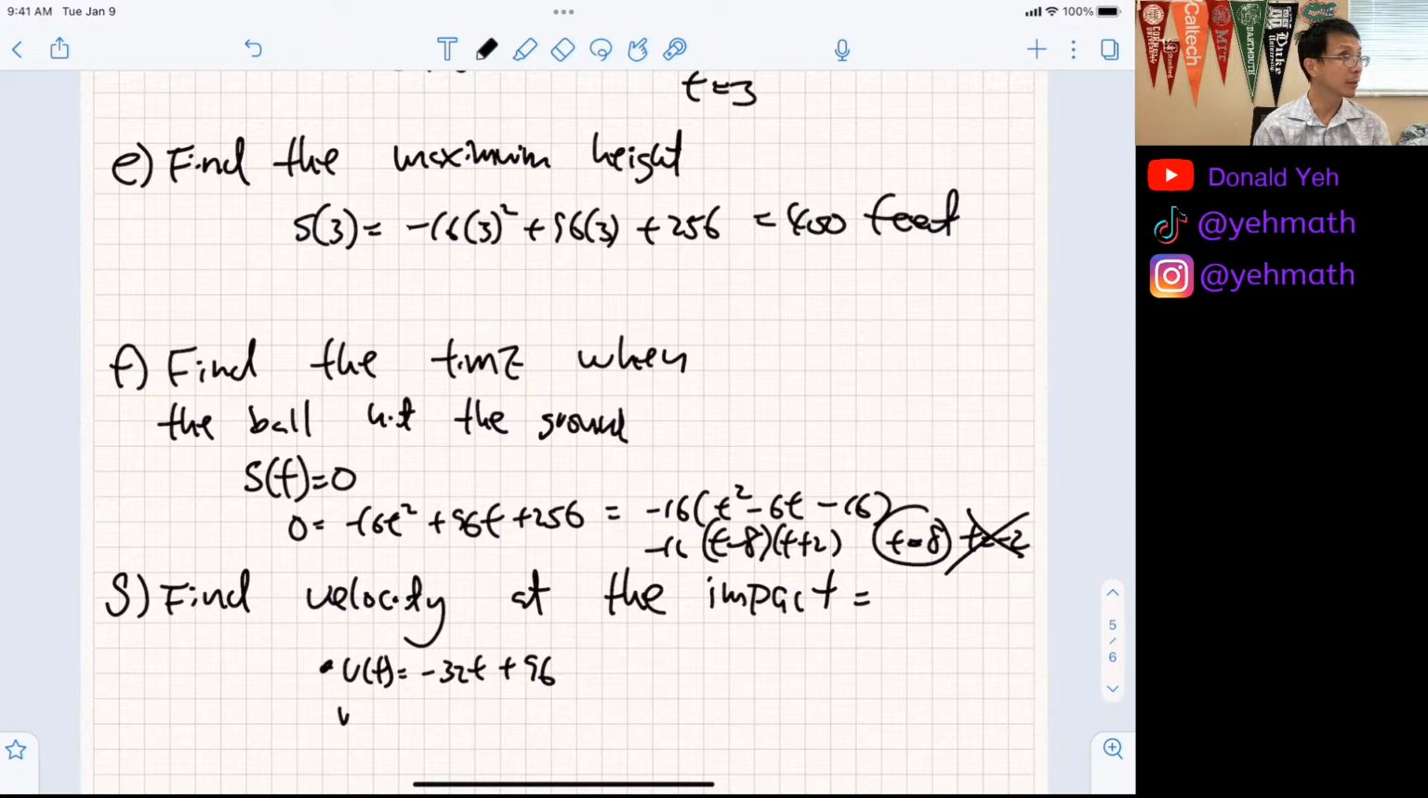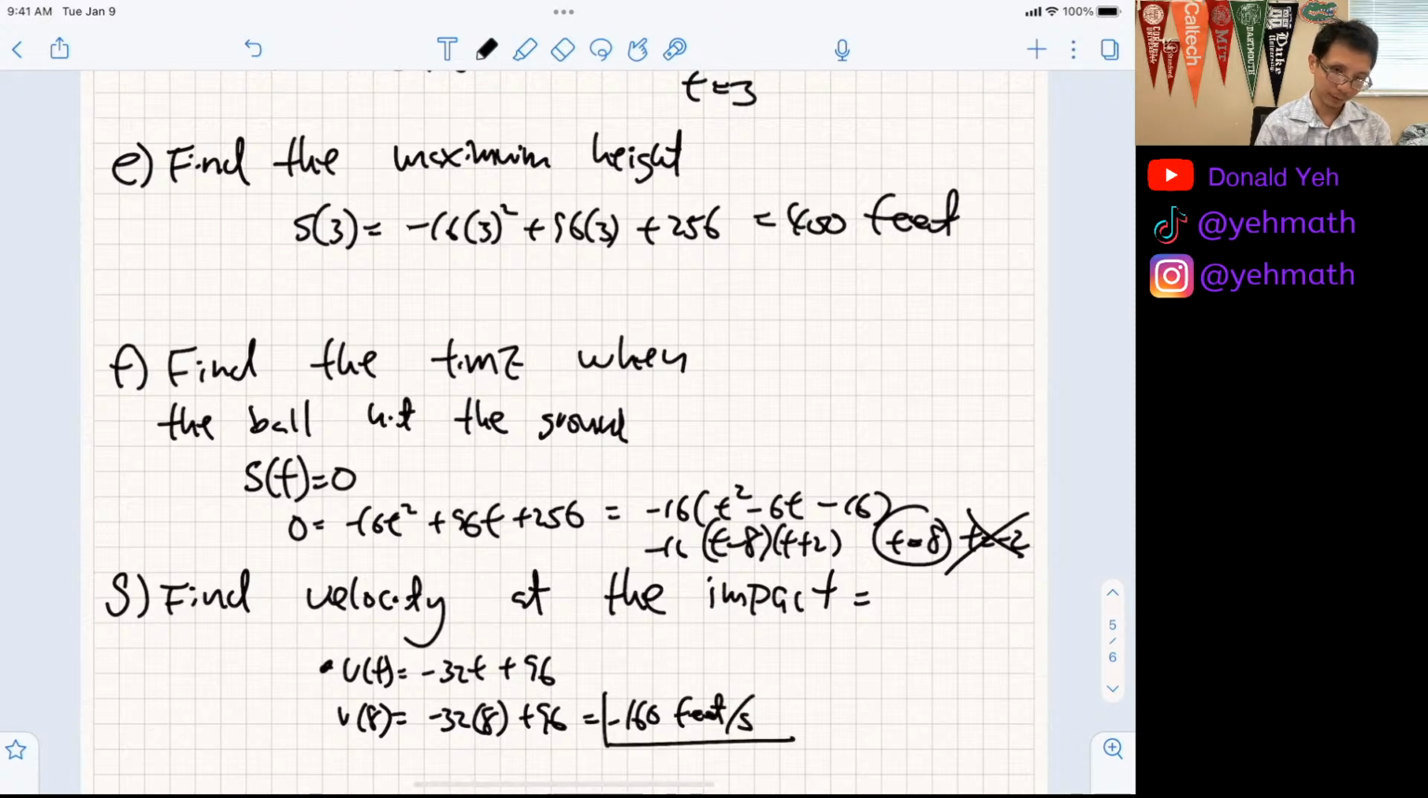Yes. Plug in 8 is good, because you want to know what happened at 8 seconds. What's my instantaneous velocity? This is a little bit different because in this case it's the instantaneous velocity. So that's equal to negative 160, which is feet per second. That is the velocity at the impact. That's when they hit the ground, and you can see how fast it hits.